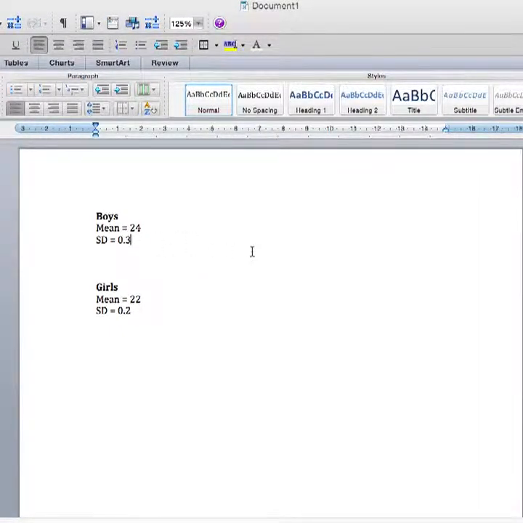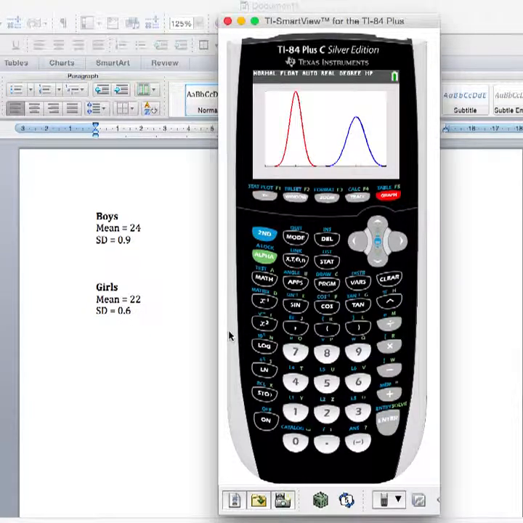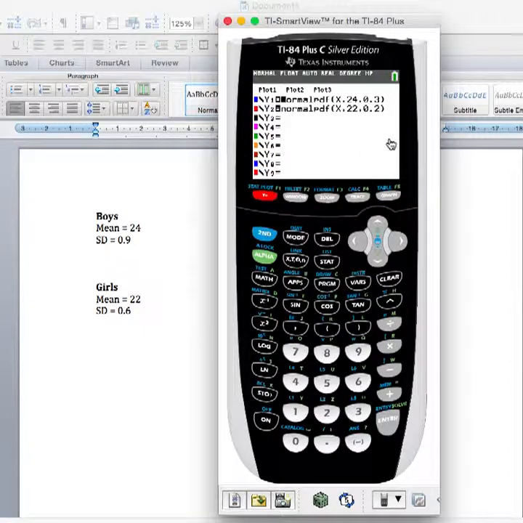Let's say the standard deviation had been greater, so the spread for the boys had been, let's say, 0.9, and the spread for the girls had been 0.6. Then if I update the graph to account for that, the standard deviation for the boys is 0.9 units, and for the girls the standard deviation is 0.6 units. So I may have to change my window slightly.